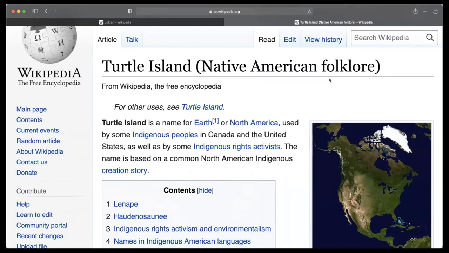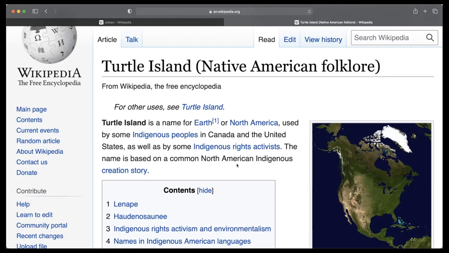Turtle Island is a name for Earth, or North America, used by some indigenous peoples in Canada and the United States, as well as by some indigenous rights activists. The name is based on a common North American indigenous creation story. Creation, like Genesis, land coming out of water. Mayak, turtle, above water, Mayak, first out of the water, remember?